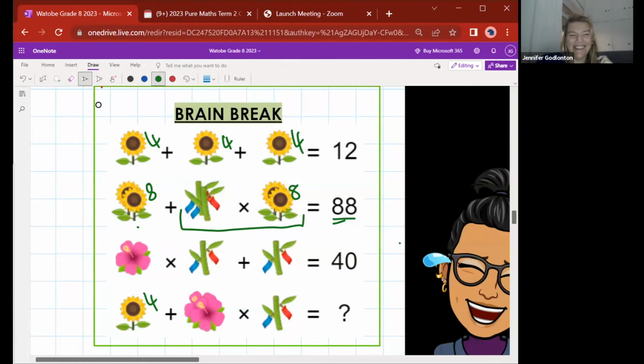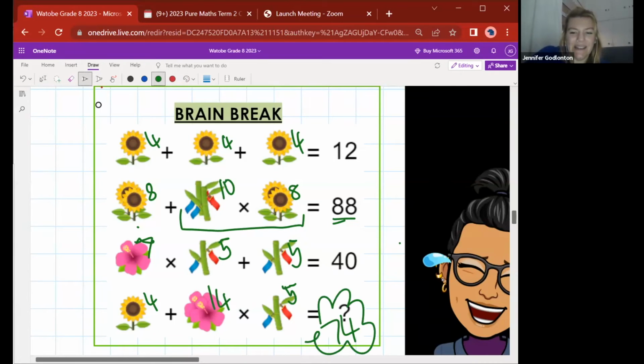Yes, Tito, you're 100% right. Nice. Good. Yes, our bamboo over here is going to be 10, which means this bamboo is going to be 5. Sorry, guys, my cat is back. So that means that this flower is 7. So 7 times 5 is 35, and 35 plus 5 is 40, which means that this flower is 14. And so our final answer is 100%, 74. Nice job.